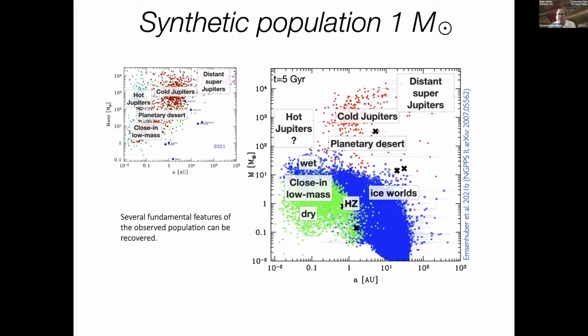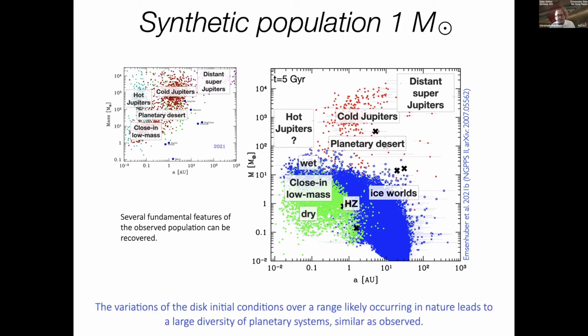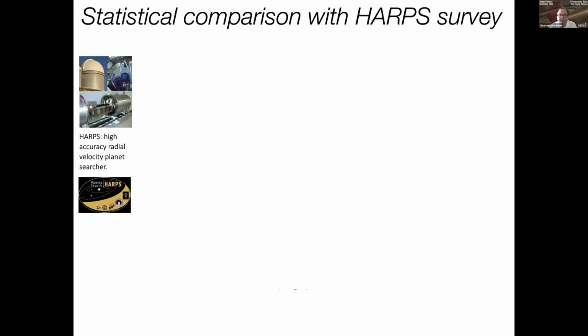But the most important message is probably that the variation of the disk initial conditions over a range which is likely occurring in nature leads to a large diversity of planetary systems, similarly as observed. This was not the case when you go back to formation models maybe 20 years ago. This would not have happened. Now, to finish, for the last two slides, I would go a step further, because an advantage of population synthesis is to allow for a quantitative comparison of theory and observation.